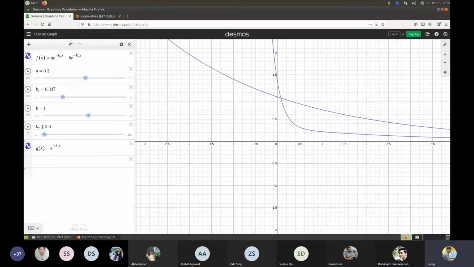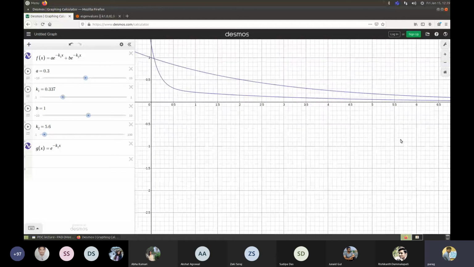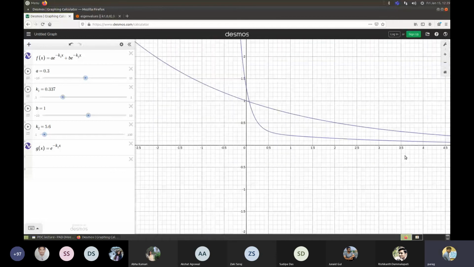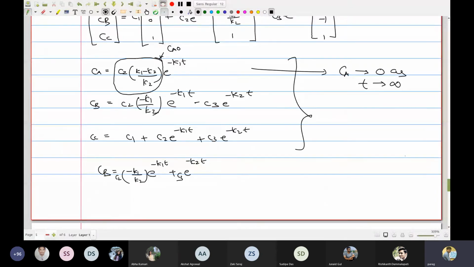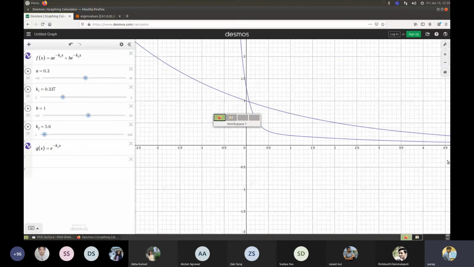Two things have to be looked into properly. What is the ultimate behavior? The ultimate behavior of CB also is to go down to 0. See here. So I can write from here, CB tends to 0 as t tends to infinity always, irrespective of what your magnitudes are.